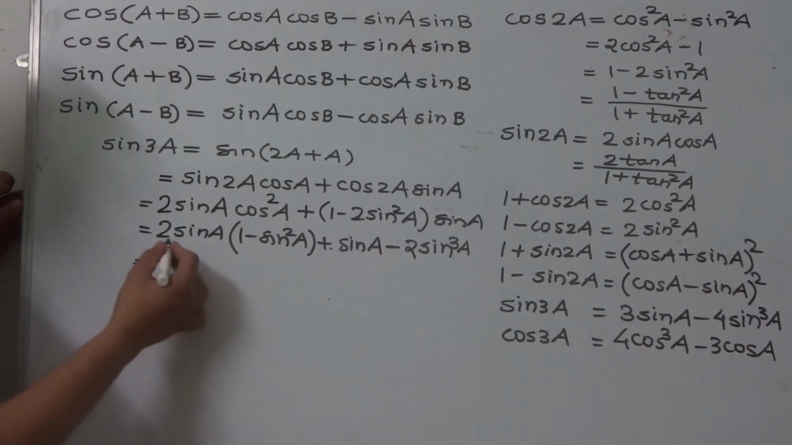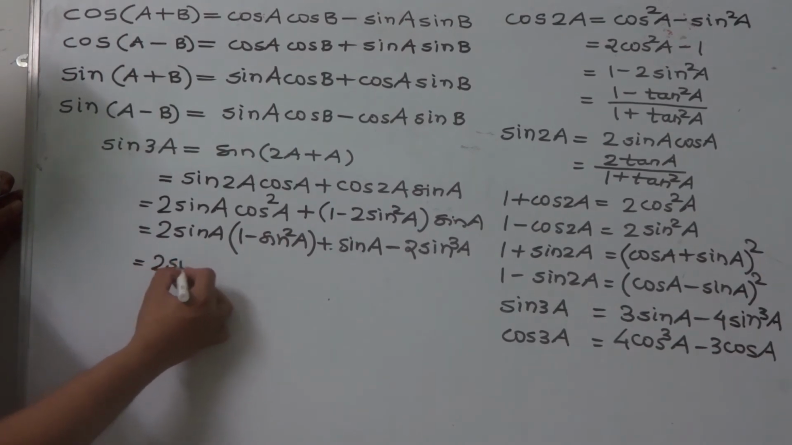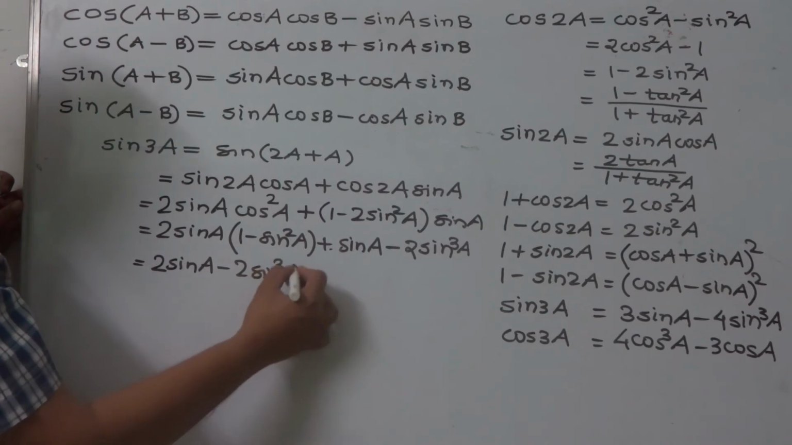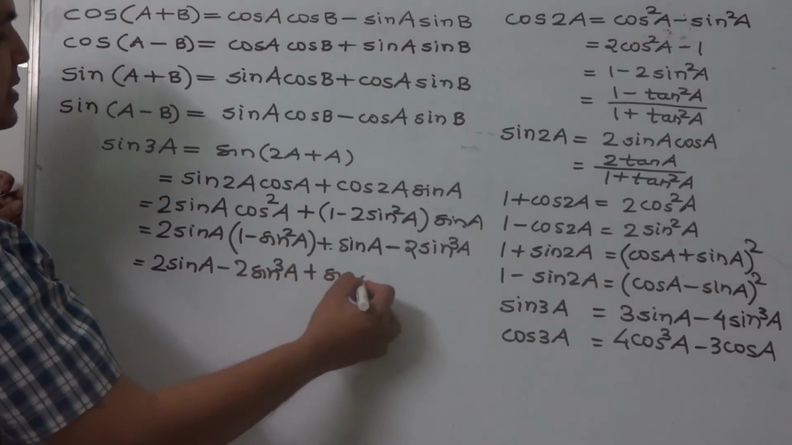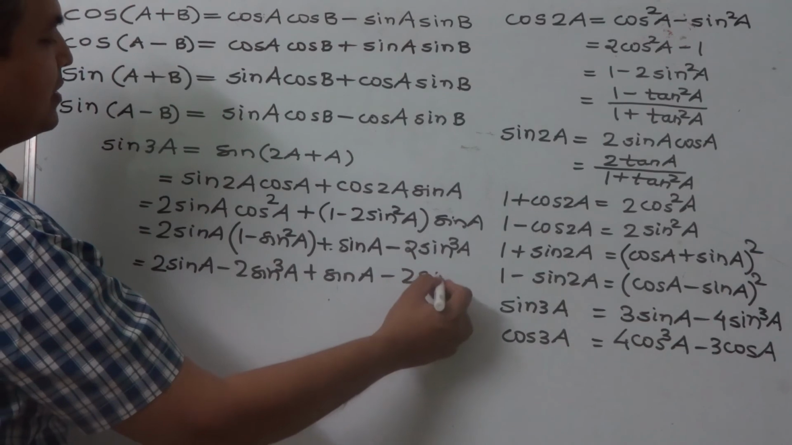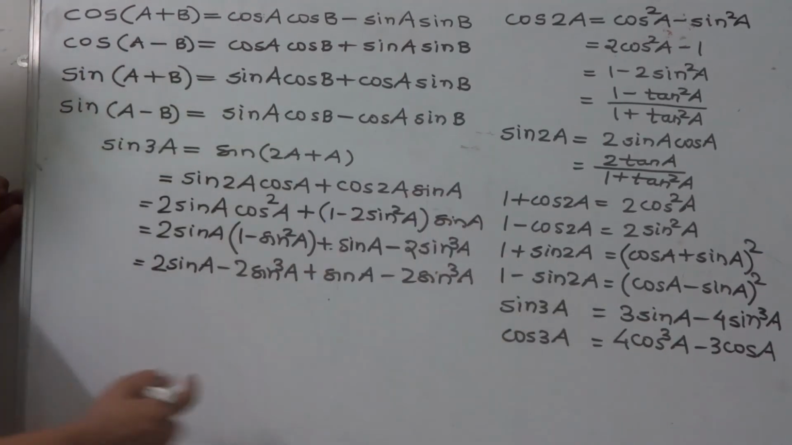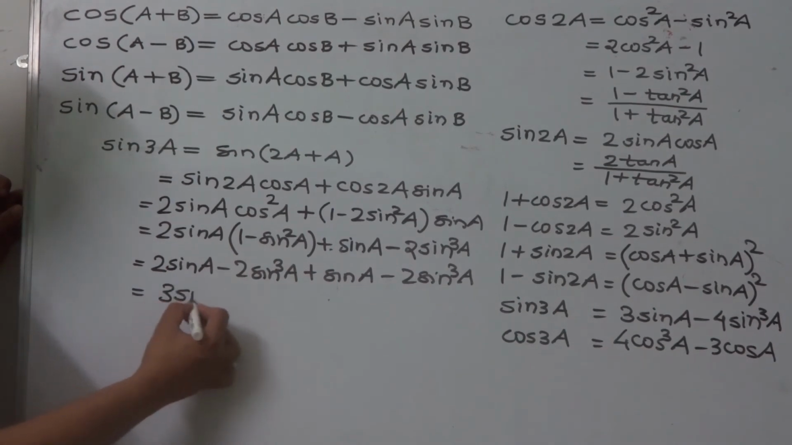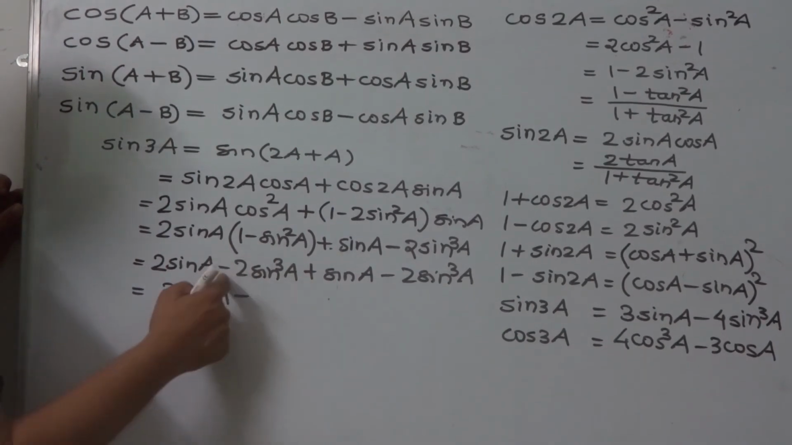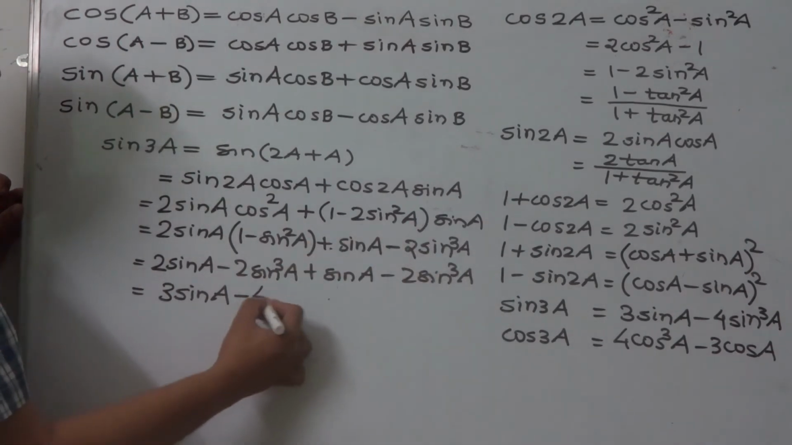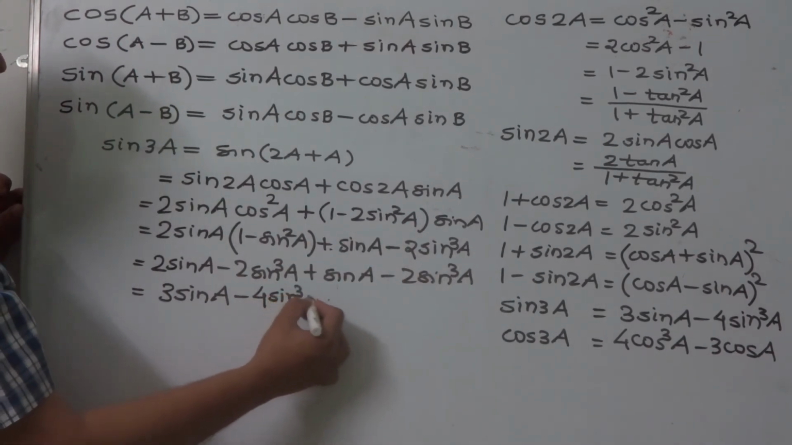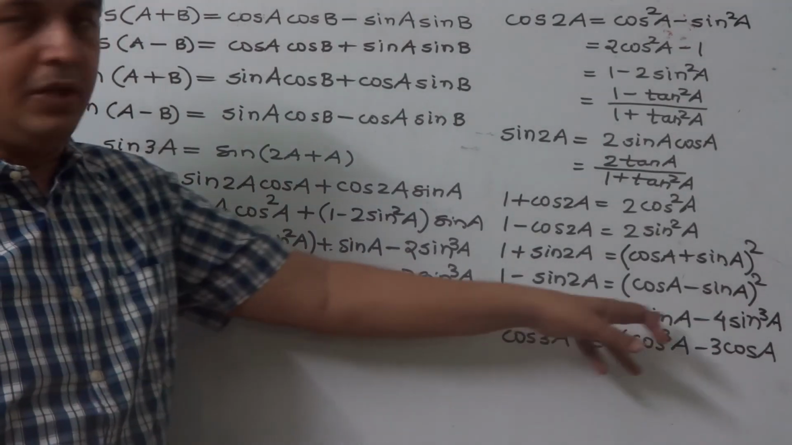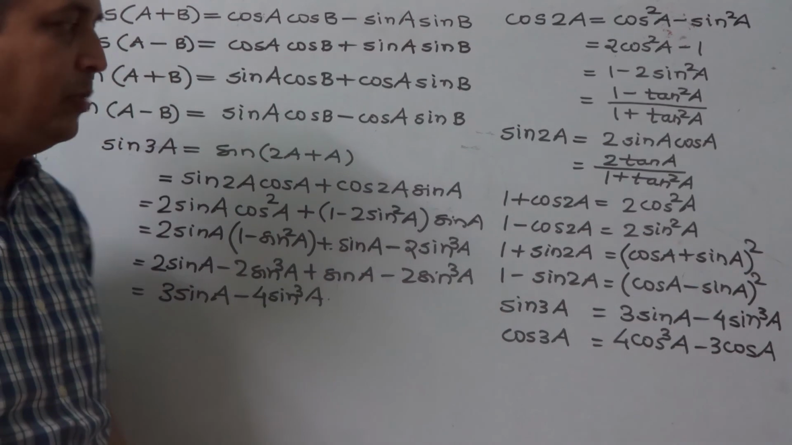And if we solve this bracket, we get 2 sin a minus 2 times sin cube a plus sin a minus 2 times sin cube a. Now we see 2 sin a plus sin a gives 3 sin a, minus 2 sin cube a minus 2 sin cube a is 4 sin cube a, which is the result. Sin 3a equal to 3 sin a minus 4 sin cube a.